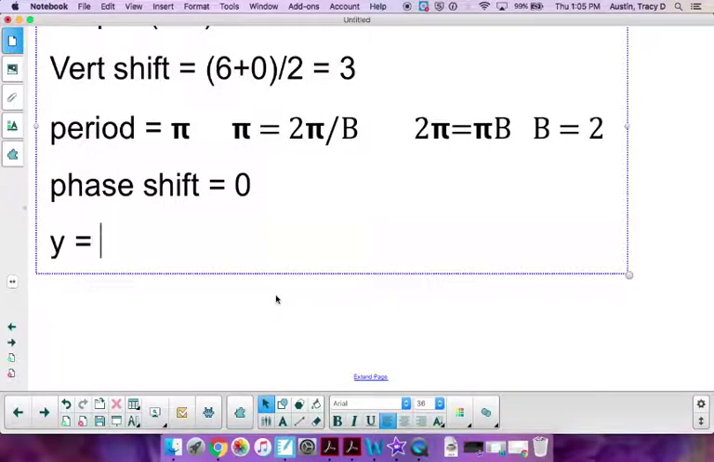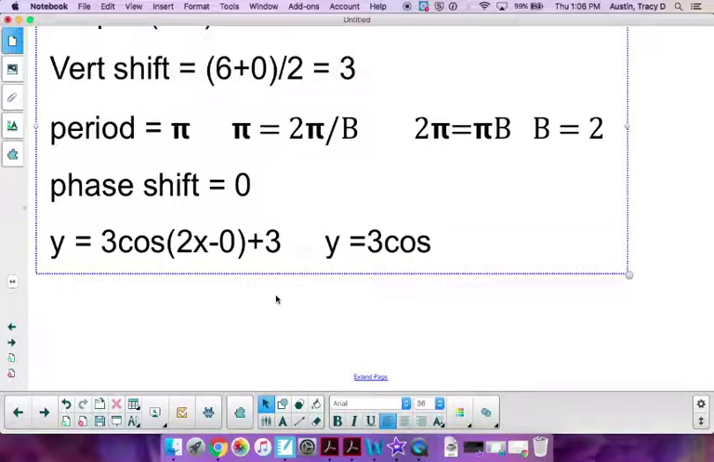Again, y equals amplitude 3. This is a cosine function, and our b is 2, so 2x. No phase shift, so c is 0, so minus 0 if you want to put that in, and then plus 3 for the vertical shift. And if you want to simplify it, 3 cosine 2x plus 3. Okay.